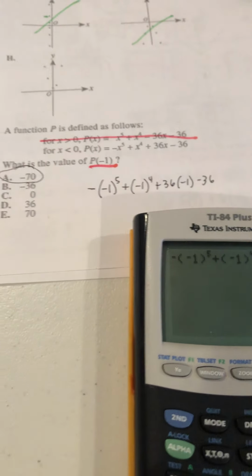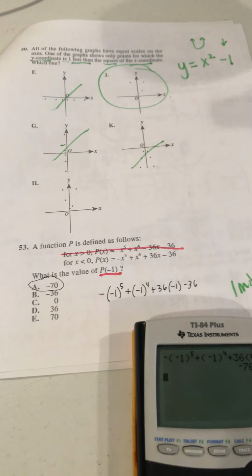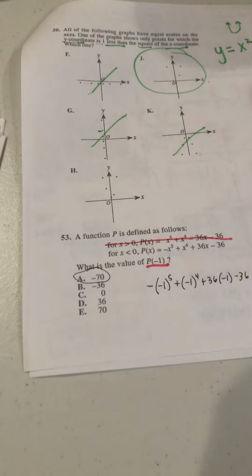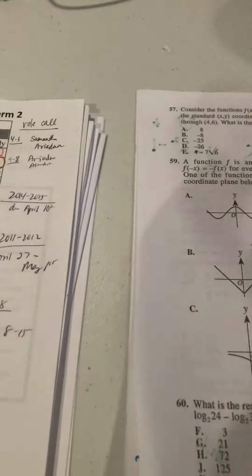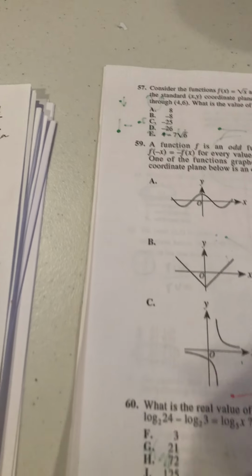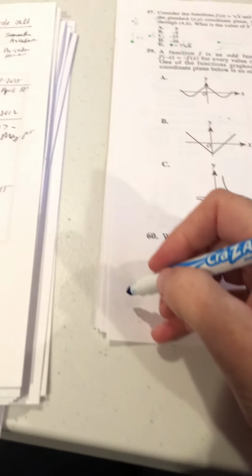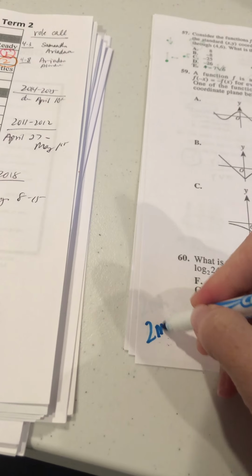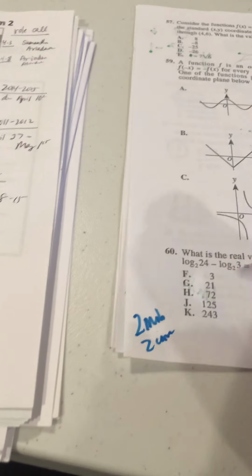Okay, going on to the last page here. You're going to have 3 problems. So again, I'm going to suggest that you take, I don't know, 2 minutes and try to get 2 correct.